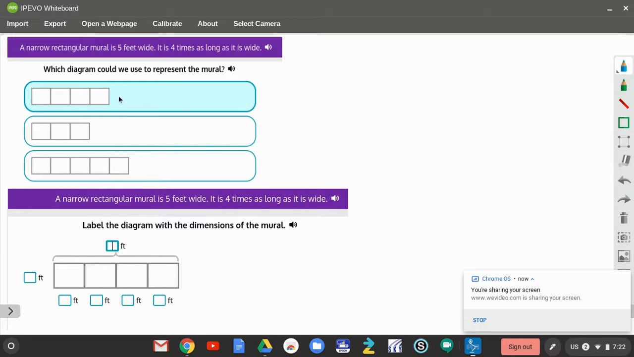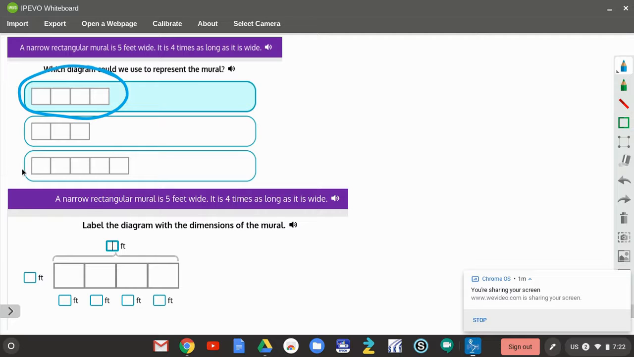This one. Now, don't get confused. Just because it says it's 5 feet wide, don't start thinking, oh, well, that's 5. No, it's not labeled yet. You're looking for that 4 times as long. So we want the one that's 4 times as long. And that's why it is this one right there.